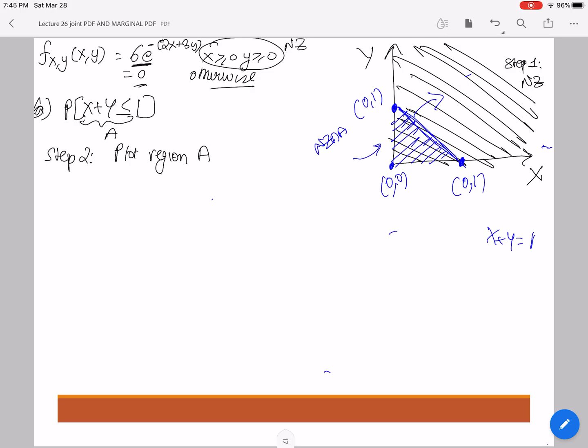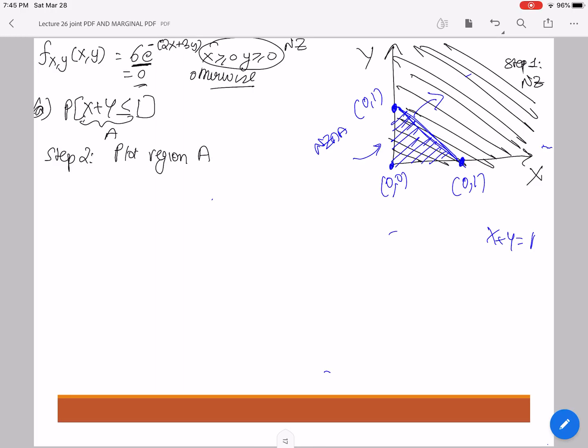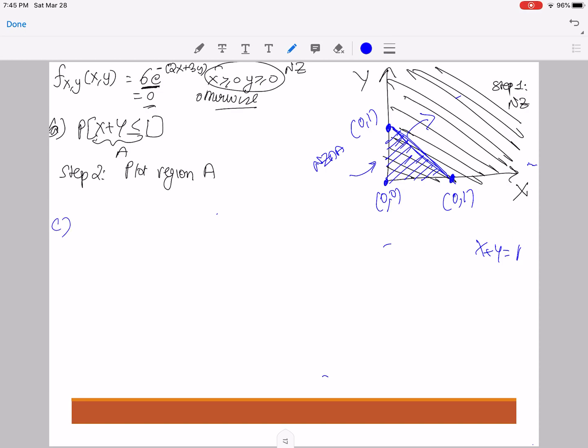Next, I need to integrate over this region. So let's integrate over this region. I'll integrate the joint PDF, e to the negative 2x times e to the negative 3y, dy dx, and carefully observe how I obtain the limits of integration.